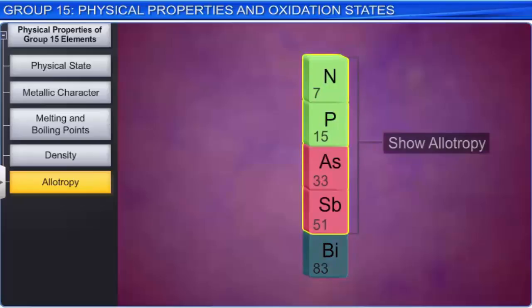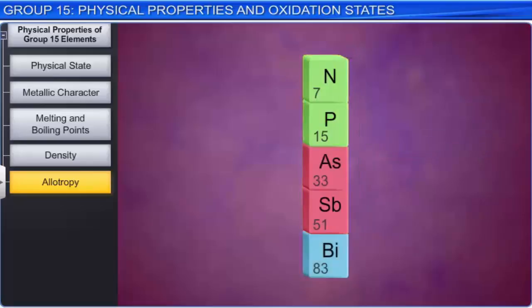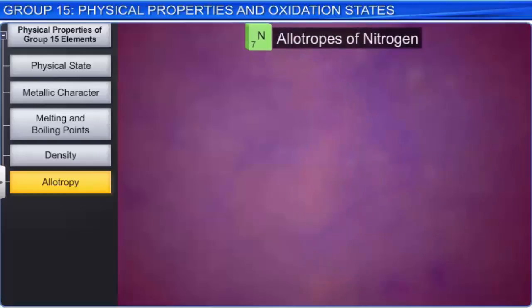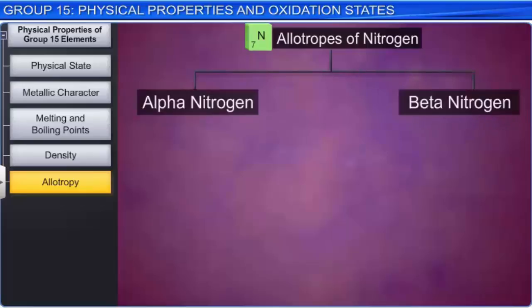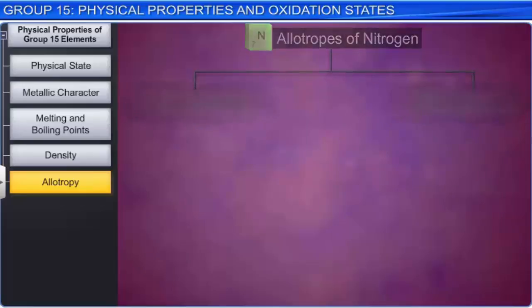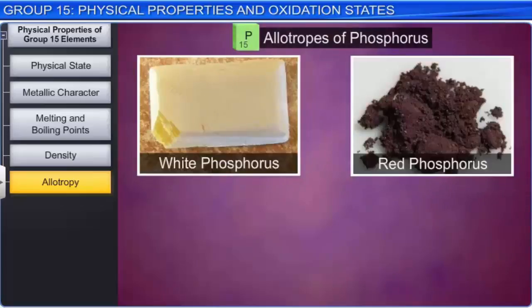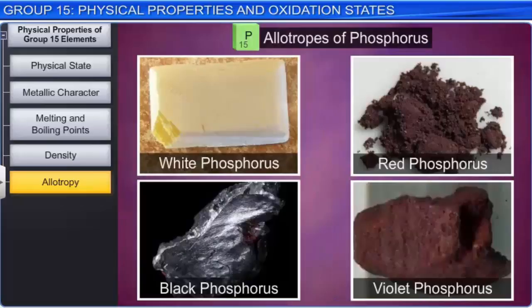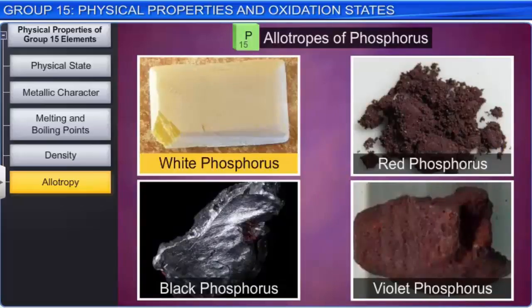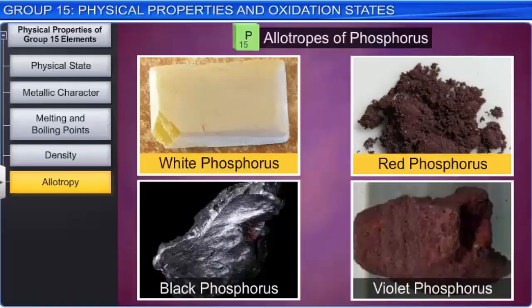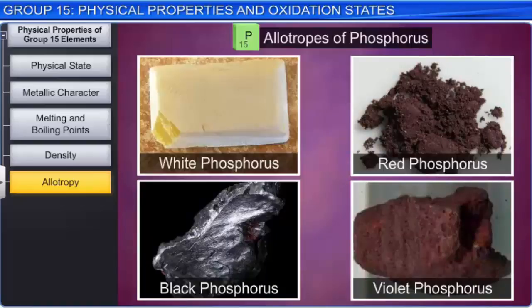Nitrogen exists in two allotropic forms, that is, alpha nitrogen and beta nitrogen. Phosphorus exists in many allotropic forms. Of these, the two important allotropic forms are white phosphorus and red phosphorus. Arsenic exists in three important allotropic forms: yellow, grey, and black.